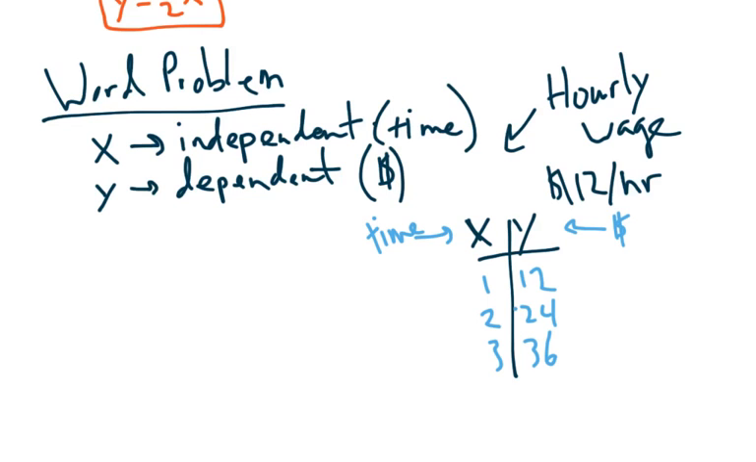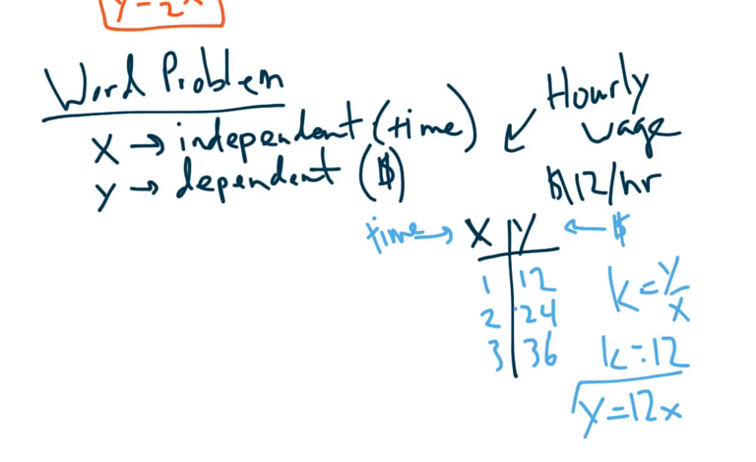And so if we use the whole k equals y over x, we would end up getting k equals 12. And so the equation here would have to be y equals 12x. Walk away. Now the thing is, it's going to be disguised a little bit better than this. And it might be something like this right here.